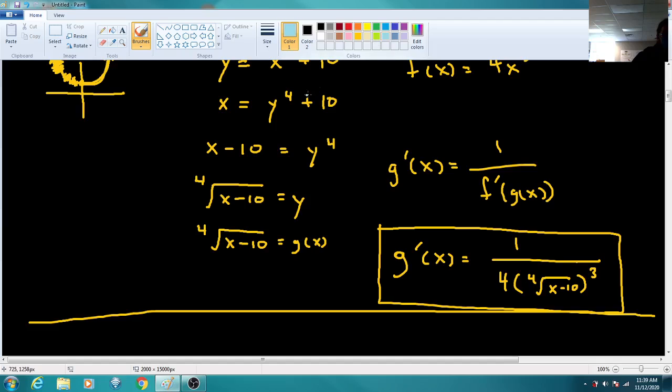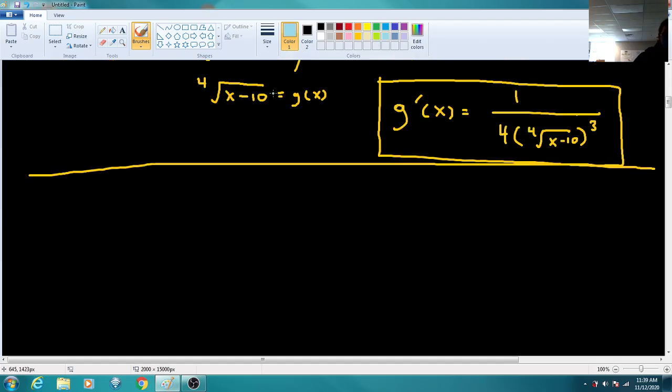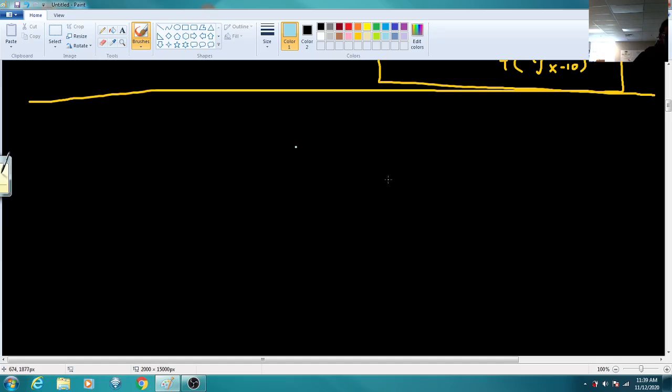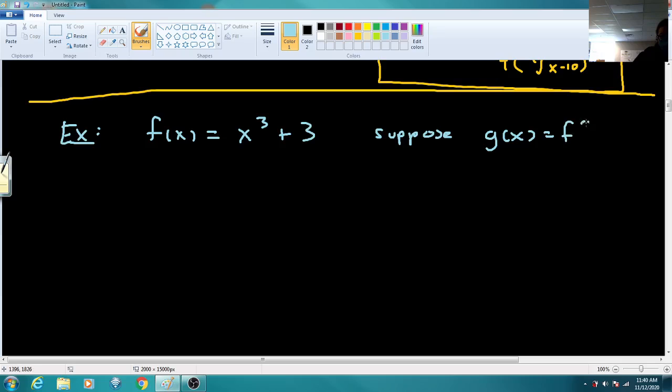So we'll take a look at another one of these. I'm just going to do this side example here. It's not in the book. But let's say f of x equaled x cubed plus 3. And suppose g of x equaled f inverse of x. And we want to find what is g prime of x.